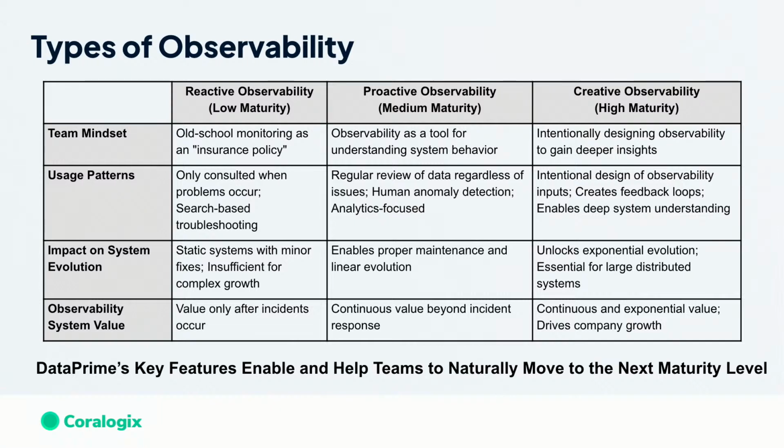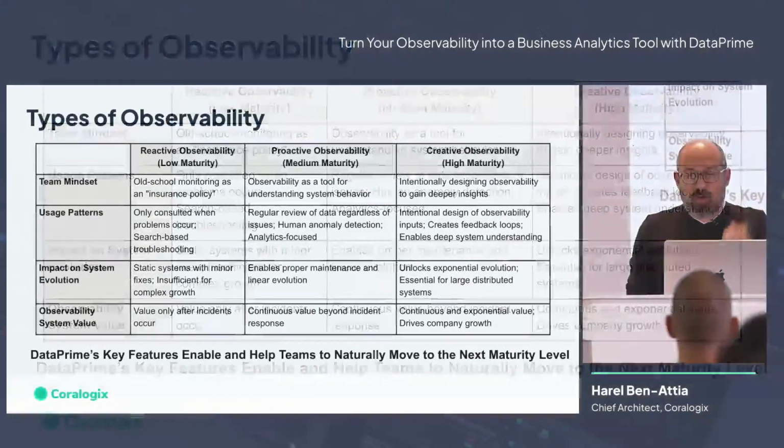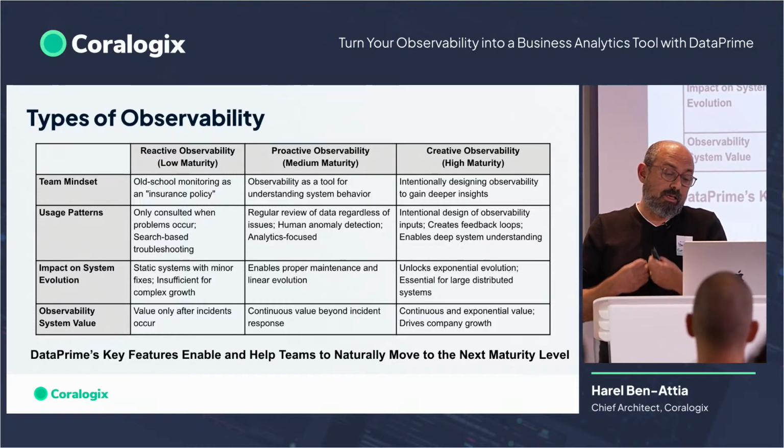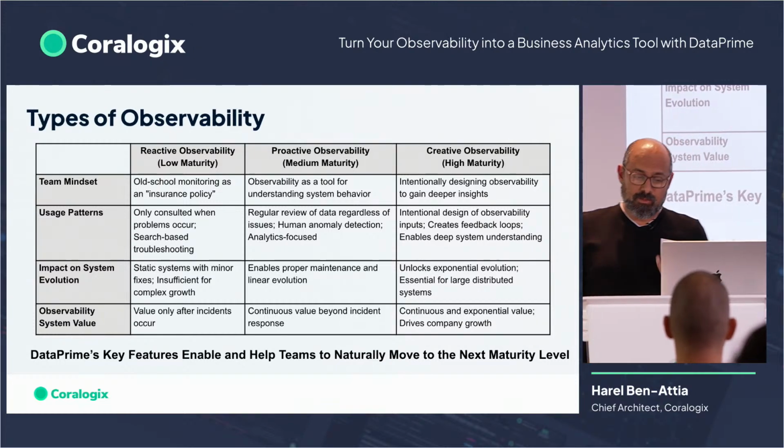With proactive observability, it becomes a tool for understanding system behavior, so you're not only dealing with it when there is a problem, but you're more proactive about it. And I think the highest level of maturity is when teams move gradually to creative observability, which is saying I can actually design the input to the observability system in a way that allows me to understand the things I care about as a team member or as an admin or whatever.